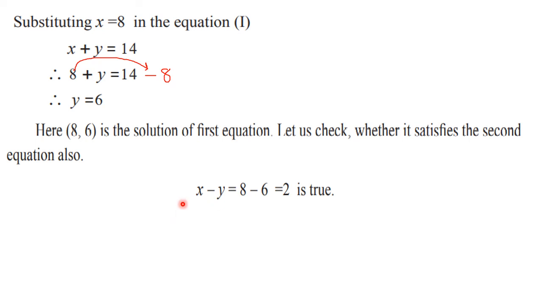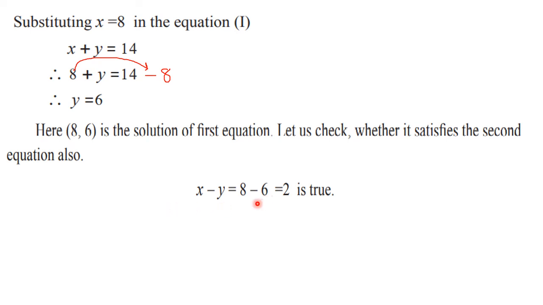So let us take only the left hand side, that is x minus y. So x is 8, minus y is 6. 8 minus 6 is 2. That is our right hand side. So it is true for the second equation also. This is called verification.